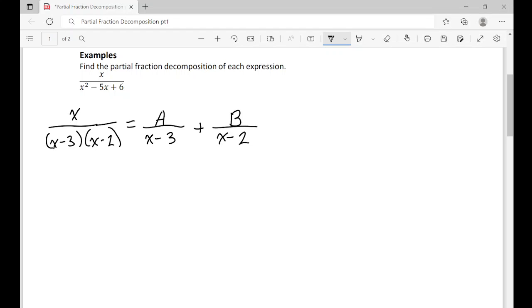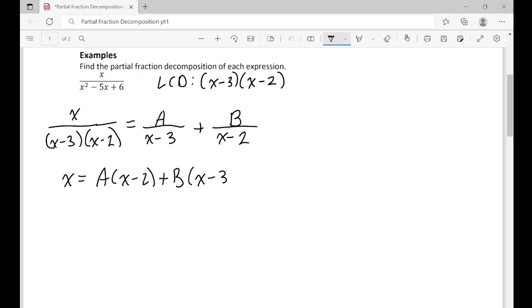Now, what I'm going to do with this whole equation is multiply it by the LCD, which is x minus 3, x minus 2. So this entire equation gets multiplied by the LCD. And when we do that, we're going to end up with x equals a times x minus 2 plus b times x minus 3.